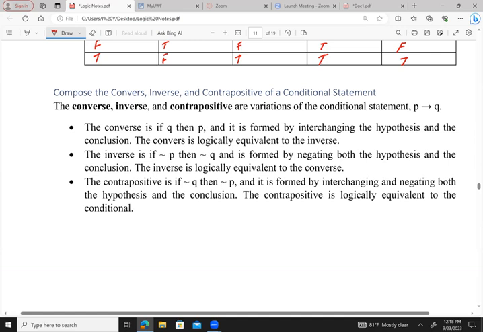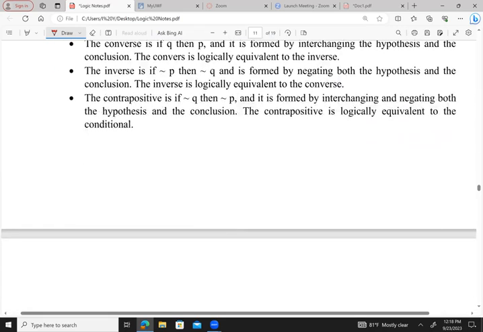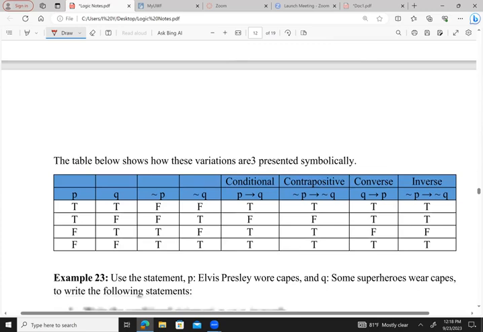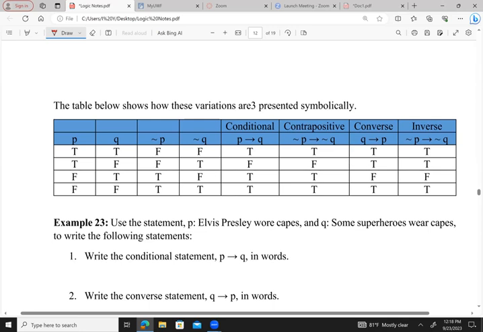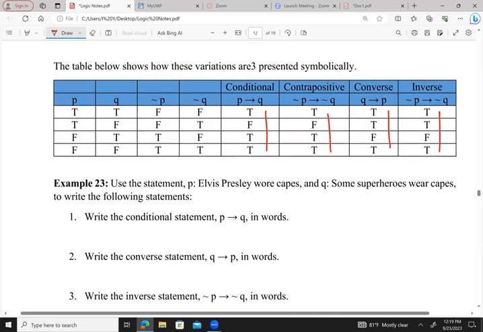So let's see how this works. Well, here we have it symbolically, which may be very helpful. The truth table below shows how variations are presented symbolically. So we have our conditional right here. We have our contrapositive, our converse, and our inverse. So now let's look at this.